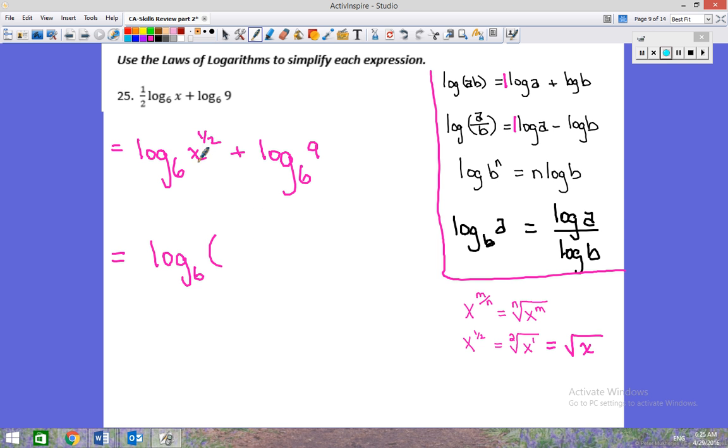So most of the time, rather than x to the 1/2 times 9, you'll write the 9 first. And somebody may leave it like that, or somebody may choose to write x to the 1/2 in radical form and write the square root. So either one of those answers would be acceptable.